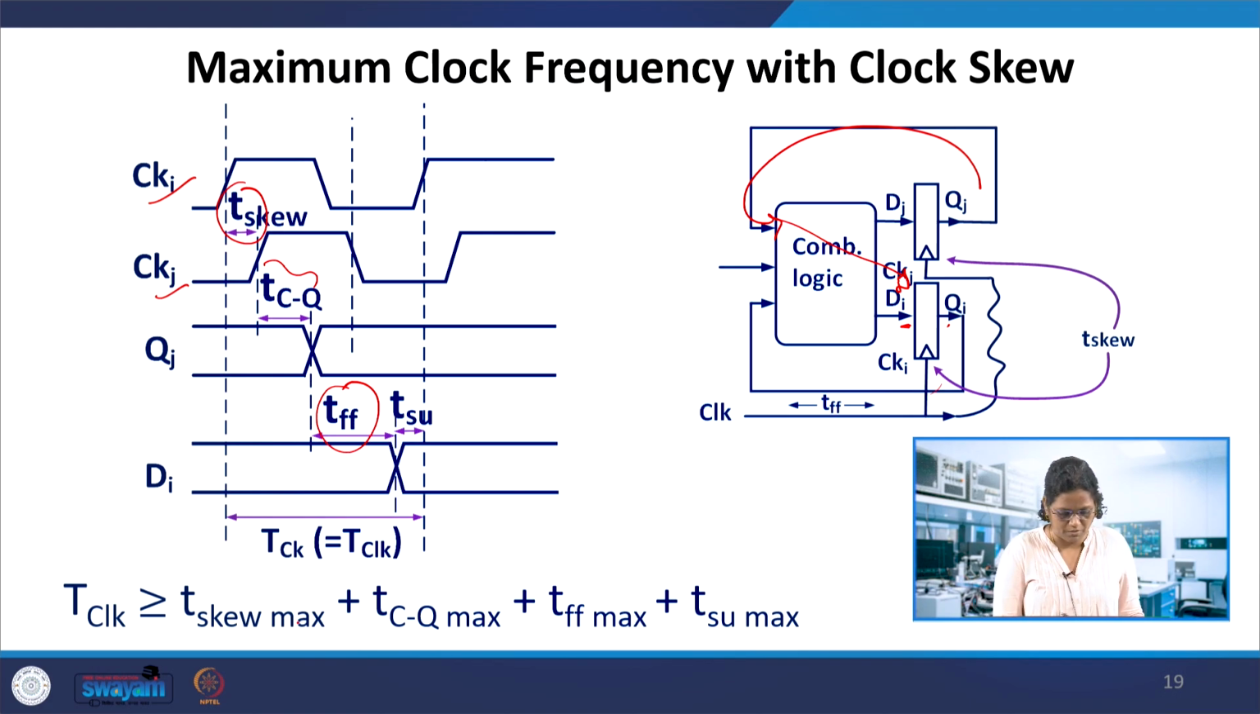So this is the maximum of the clock delay. When there is a skew, then this skew term should be added. What should be the maximum skew? That also should be taken care of when deciding the maximum clock for the design.